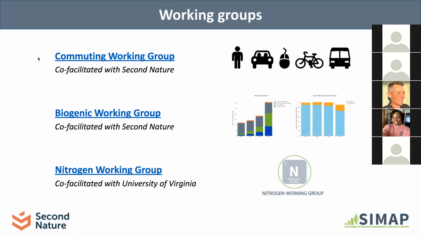Next, we're going to talk a little bit about some of the working groups that we in SIMAP co-facilitate. I facilitate the commuting working group, and basically the overarching goal of the commuting working group is to standardize and improve commuting data collection and entry in higher education. More specifically, we want to develop a data collection template that standardizes data collection for commuting for folks in higher education. We want to make that easy for them.